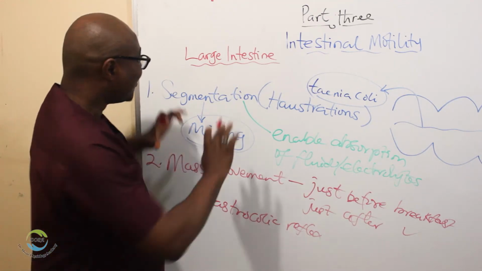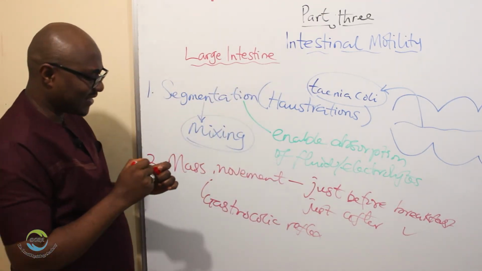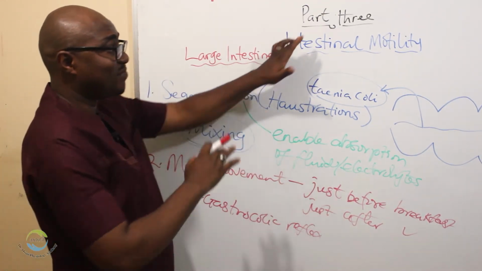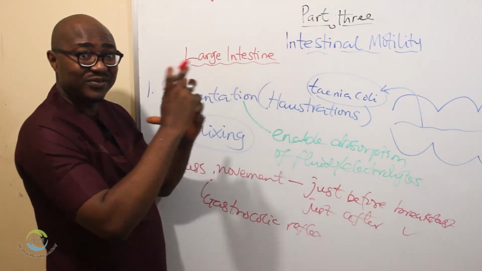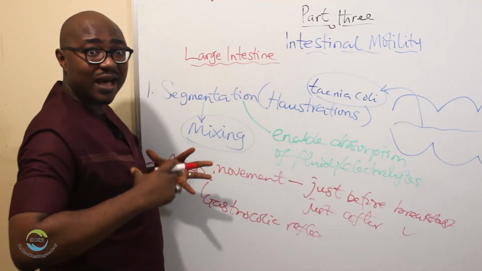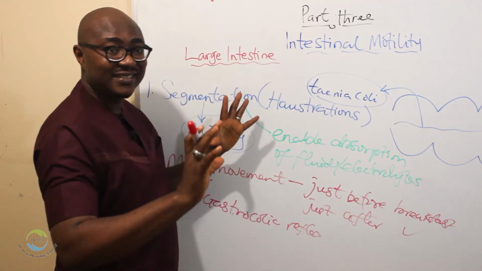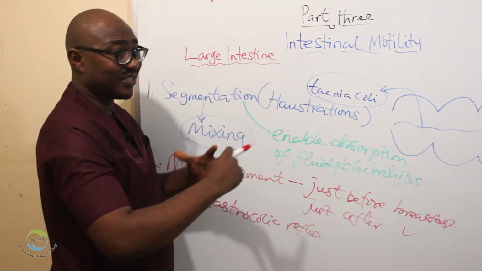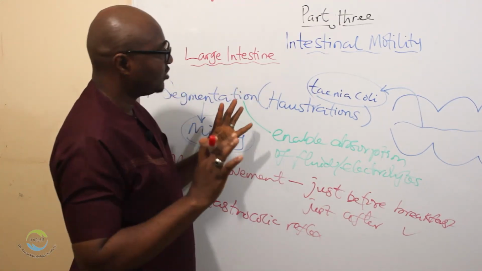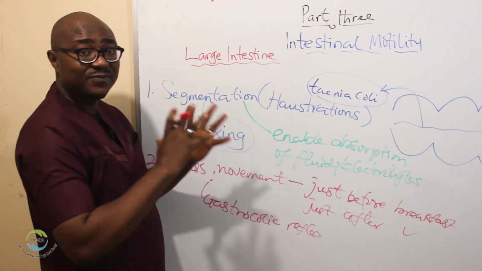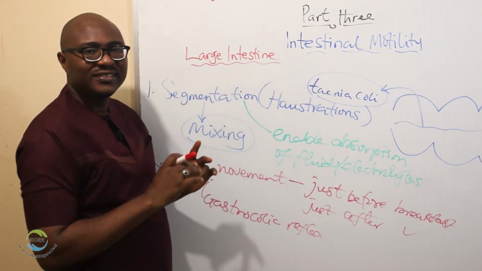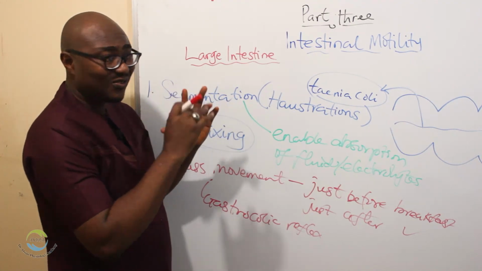So that is what happens in the large intestine. In part 4, we're going to be seeing some of these reflexes and what happens when you defecate. Defecation is another very major motility function of the GIT. We're going to look at that.